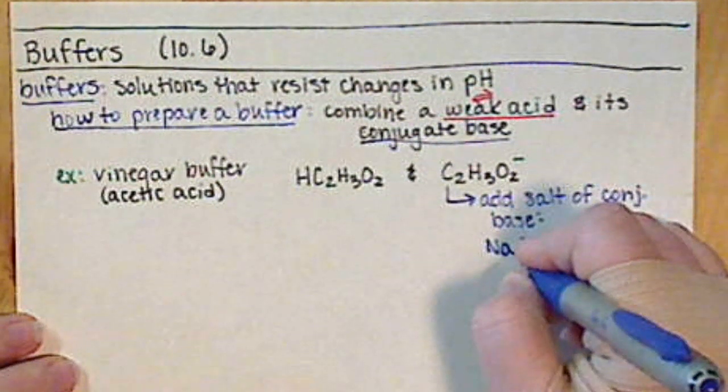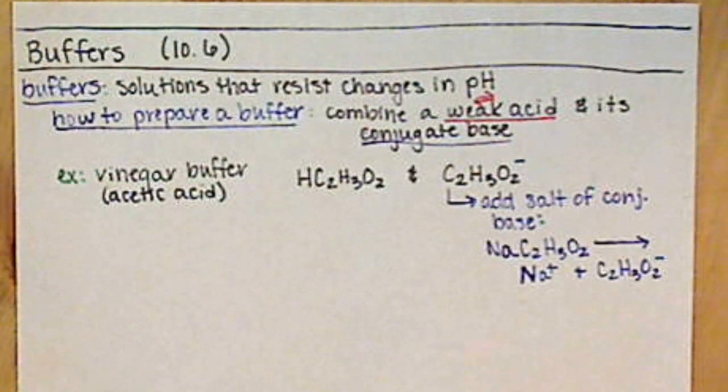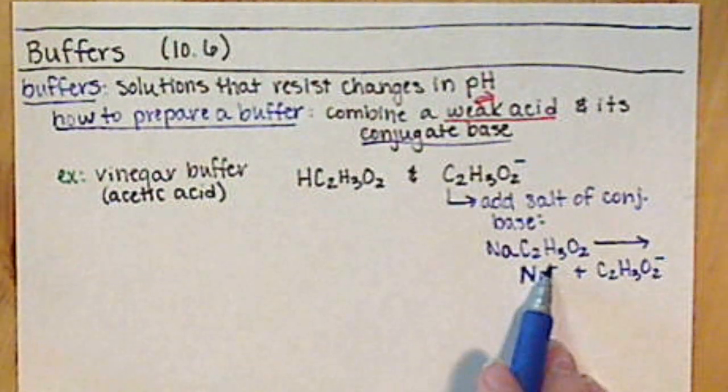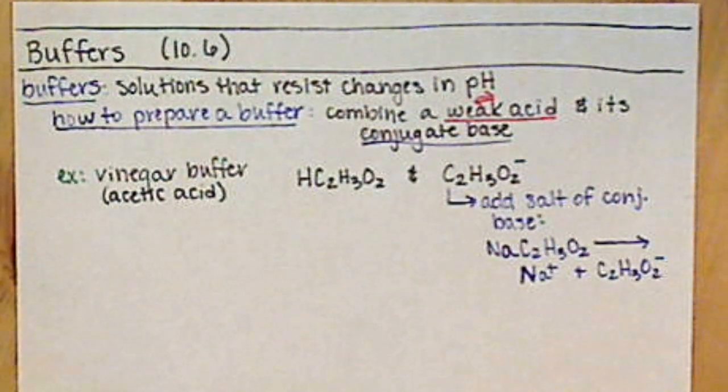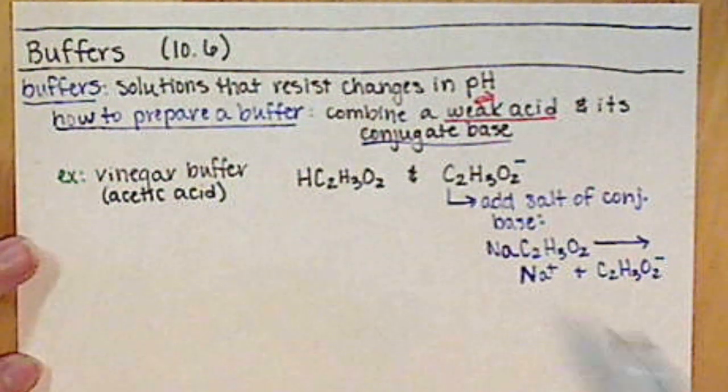Because this is a strong electrolyte, that sodium ion completely dissociates. Now the sodium ion is always going to be in that solution, but we kind of just ignore it. We call it a spectator ion because it has to be there in order to balance the charge, but it's not actually participating in the chemical equation. So for now, we're basically going to just ignore that.